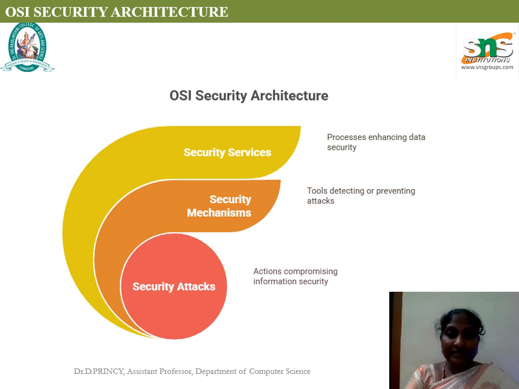As we discussed earlier, the OSI security architecture involves three aspects: security services, which are the processes that enhance data security; security mechanisms, which are the tools or devices used to detect or prevent attacks; and security attacks, which involve actions that compromise the information security of an organization.